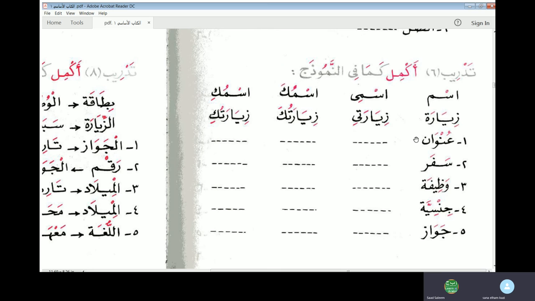Unwan, address. Unwani, my address. Unwanuka, your address. Unwanuki, your address female. Safar, travel or journey. Safari, my travel, safaruka, your travel, safaruki, your travel, female.